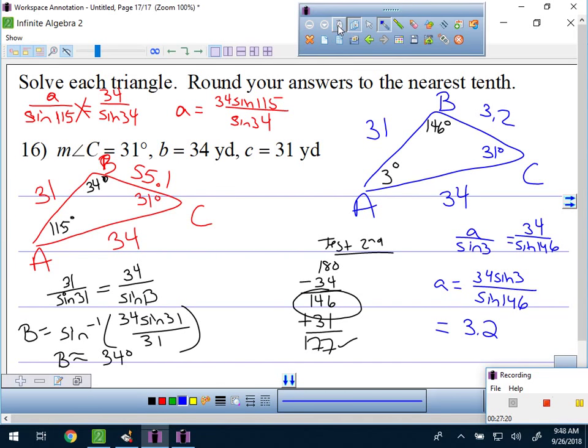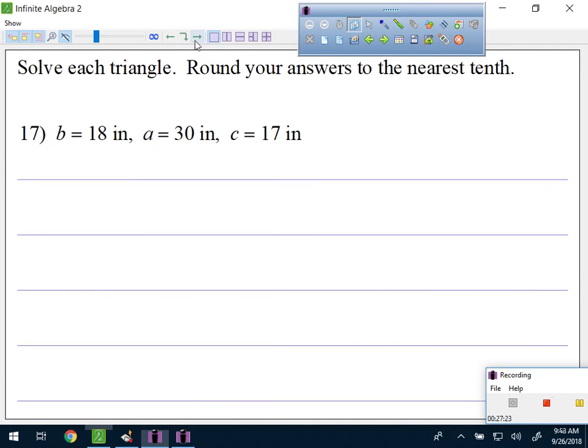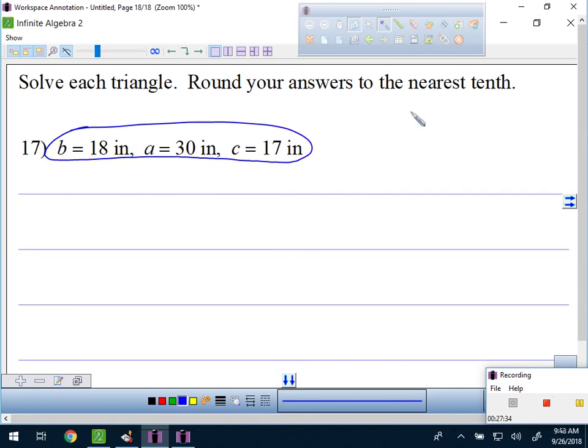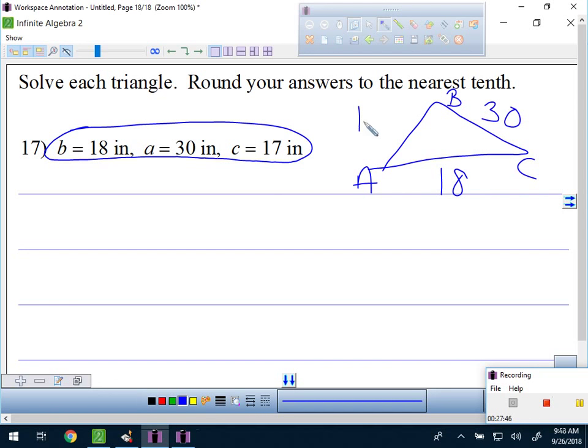Test 2 still. All right, so for number 17, it says solve each triangle. Just by looking at it, I know that this is going to be a law of cosines problem, because what I see here is I give you 3 sides. Now here's what's key about this, if you remember. You always have to find the biggest what first? Angle, right? So 18 is B, A is 30, 17 is C. I have no choice, guys. I've got to find that angle first. Got to find the biggest angle first.